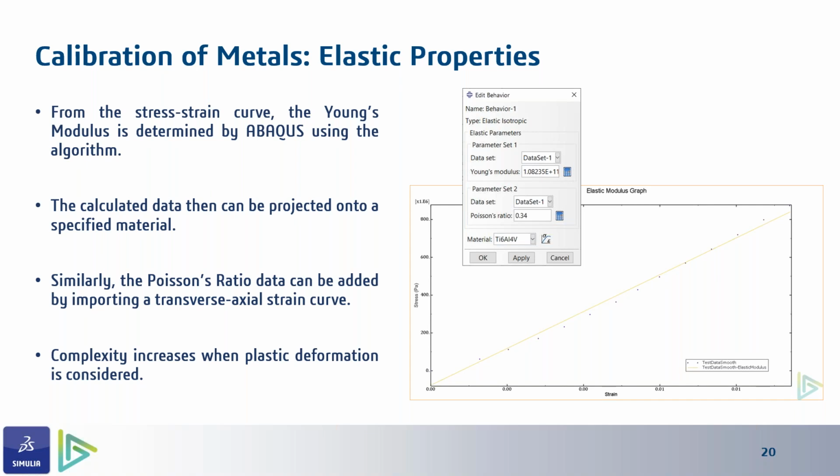From that test data, I can take the stress strain curves and then find the Young's modulus. If I have the axial and transverse strain data, I can even use those data to find the Poisson's ratio. However, just note that this is only for elastic, and when we think about plastic deformations, then there are different considerations to take because the complexity increases.